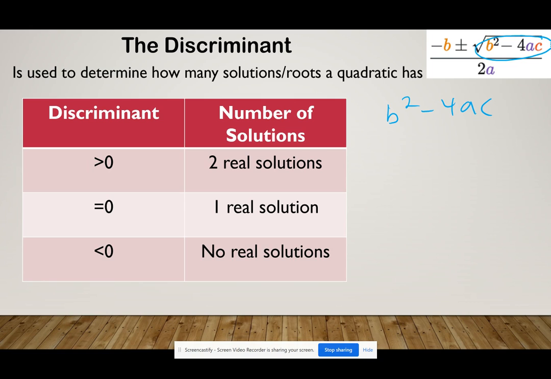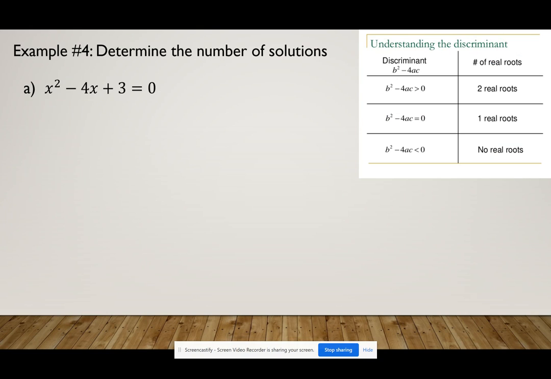So let's go ahead and use the discriminant. In example number 4, they want us to determine the number of solutions. Just like we use the quadratic formula, we have to first determine what is A, B, and C. So in this case, A equals 1, B equals -4, and C equals 3.